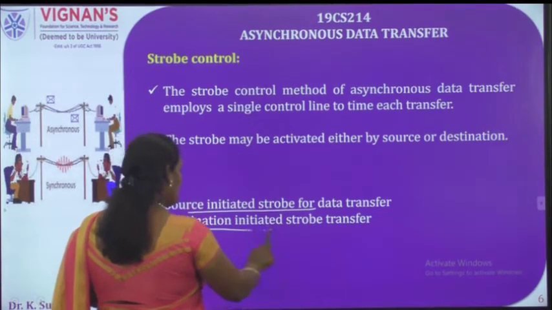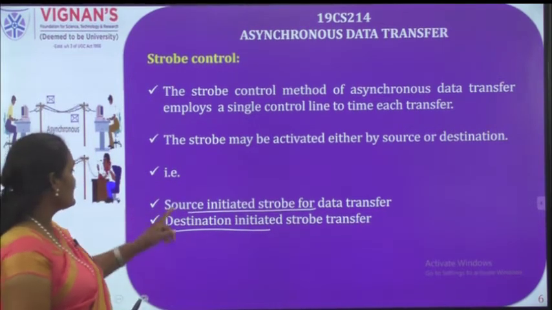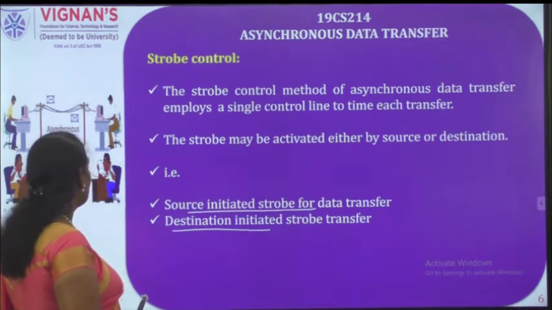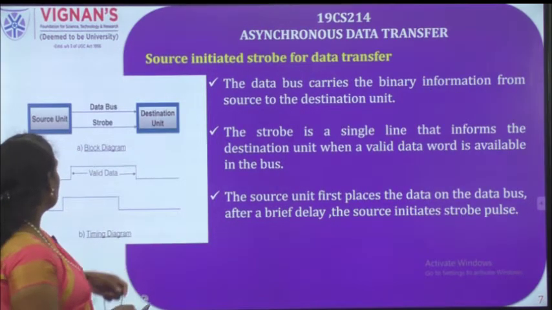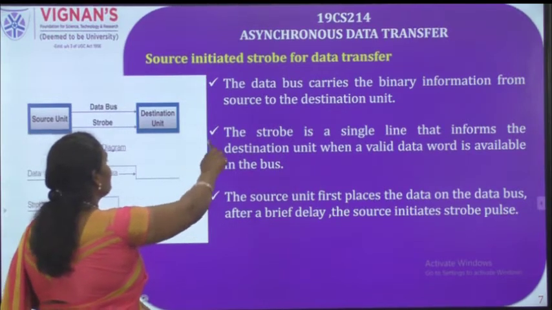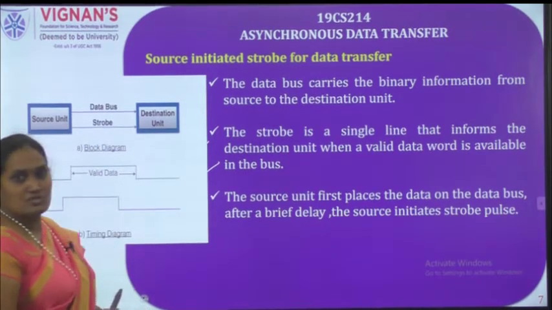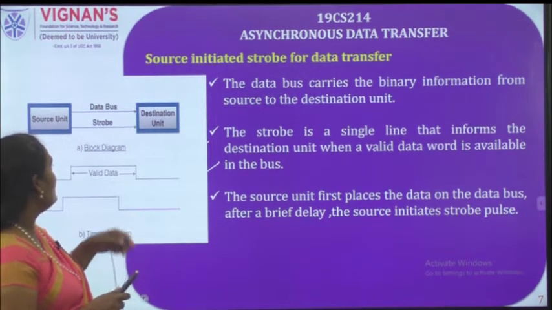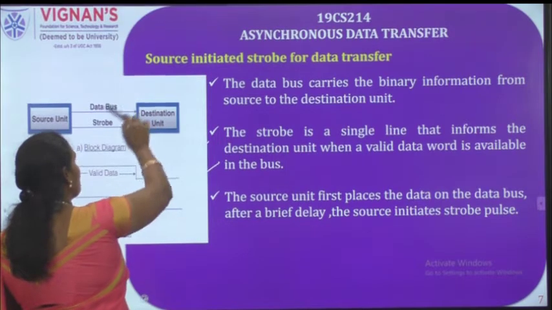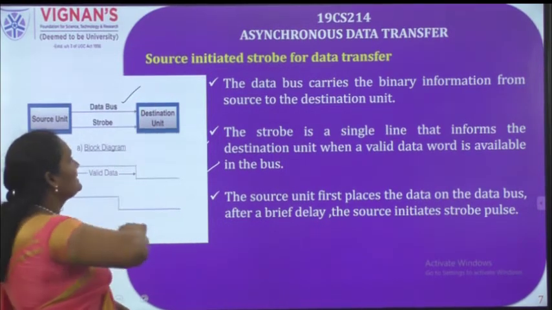If it is activated by the destination, then it is called destination initiated strobe control. Now first we need to discuss source initiated strobe control. Let us see, this diagram indicates the source initiated strobe control. The data bus carries the binary information from source to destination. Here this is the data bus which carries the data from source to destination.